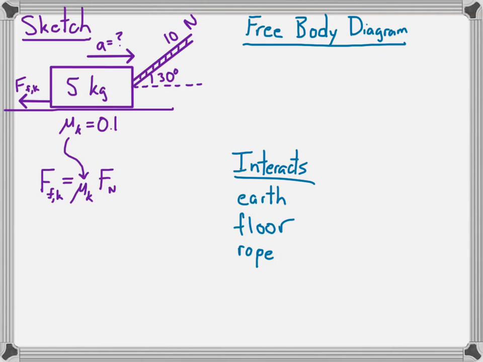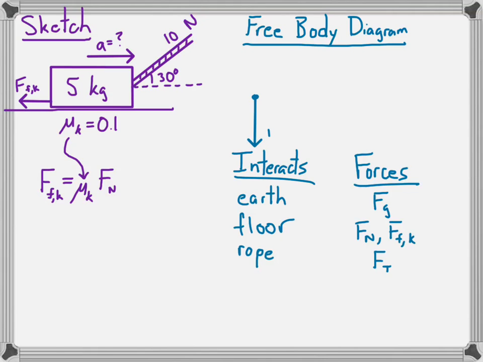What are the forces being produced by those three items? Well, Earth produces a gravitational force. The floor can produce two different types of forces. It first can produce the normal force, but it can also produce kinetic friction. And finally, the rope produces a tension force. So these are the four forces that I want in my free body diagram. And those are the only four forces that should go in my free body diagram.